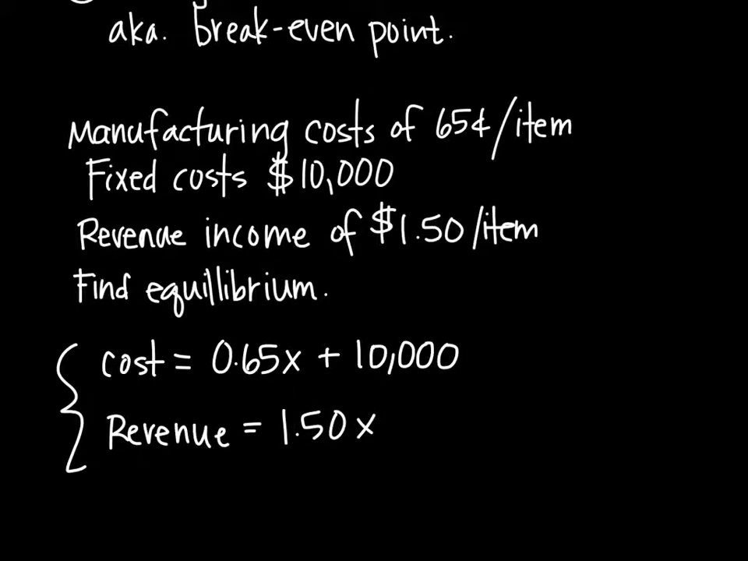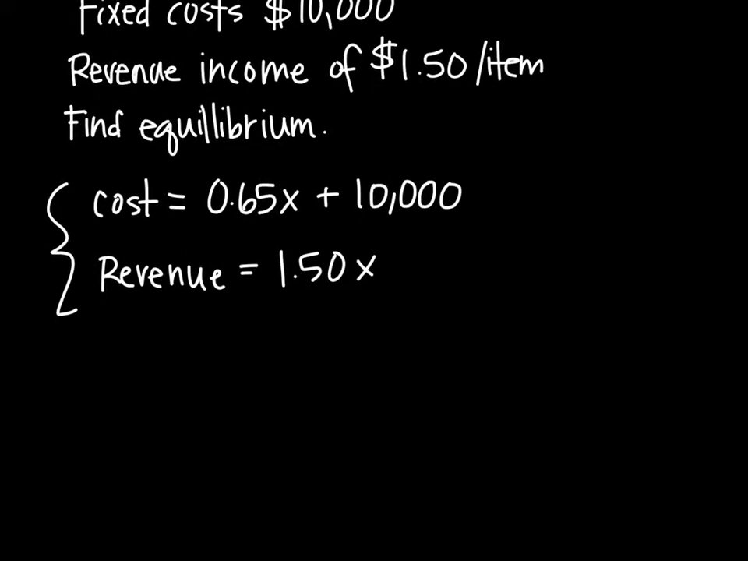Again, per item. One of the most common mistakes is people not putting the x's. They just leave them off altogether. And then to find the equilibrium, you're going to set the cost equal to the revenue, and then you just do the math of solving. So we're going to set cost, 0.65x plus 10,000, equal to 1.50x, and then you're in the home stretch. It's easy from there to solve that.